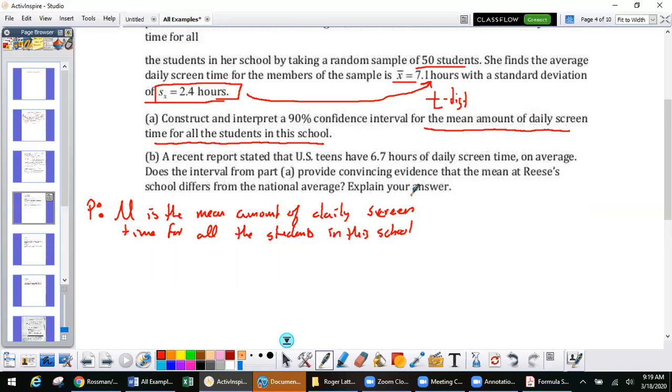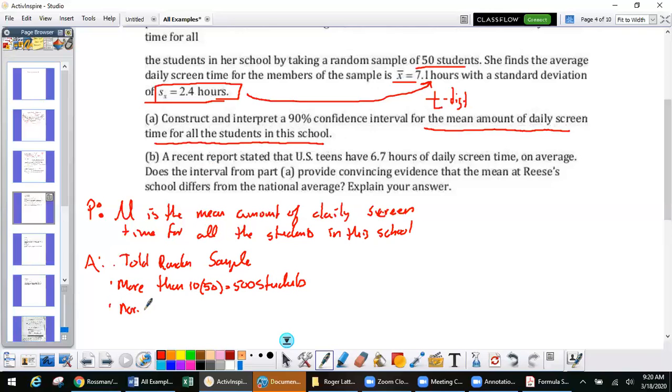Okay, next thing. So now we need to assess our conditions. The first two are just so easy, right? We were told it was a random sample. Easy peasy. We know that the population must be more than 10 times our sample size, 10 times 50, 500 students. All right, so that's easy. The third one, now this is the new one. So we come back and we talk about our normality / large sample size condition.